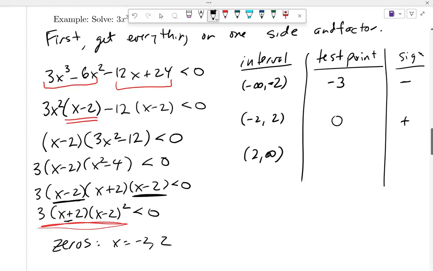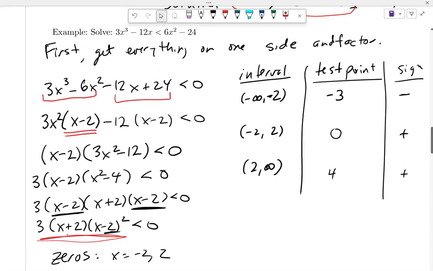Test point from 2 to infinity. What do you want to use? Sorry, I didn't hear you. 4. Okay. Put in a 4. The first factor is positive. Second factor is also positive. So the whole thing is positive. So far, so good? What do we want to look for in this case? The positives or the negatives? The negatives. So which interval are we talking about?